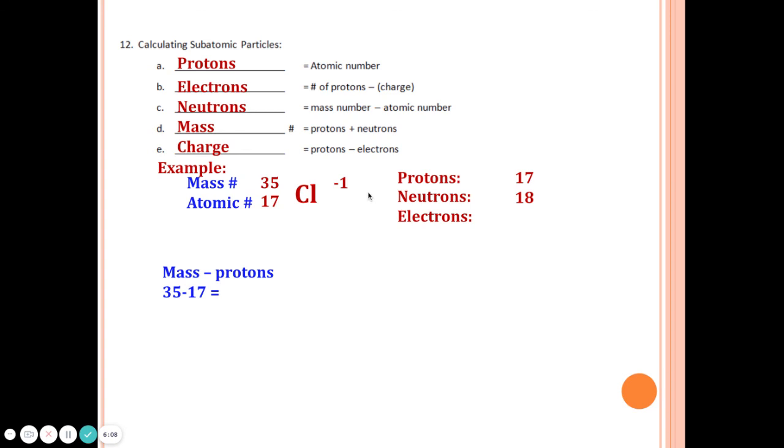Electrons, how do we figure out electrons? This is not as easy. Before we said, oh, it's a neutral atom, we'll just take the number of protons. No, this time it's a charged atom here, so it's a -1. So to find electrons, we're going to take the number of protons minus the charge. So I give you the charge of -1. So 17 minus a -1. Remember, you have two negatives together. That'll be a plus. And we're going to get 18. Okay? And that's it.